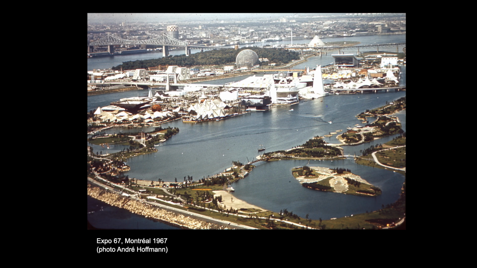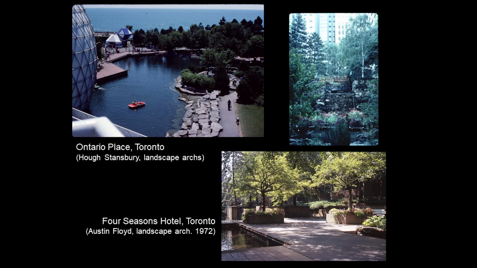They built Expo 67 on a largely man-made archipelago in the St. Lawrence River, linked to the downtown area and incorporating a series of magnificent parks that remain today as a legacy of Expo. A few years later, Toronto recreated its waterfront on Lake Ontario with a combined futuristic theme park and network of parks and lagoons, Ontario Place. And in the downtown area, a number of excellent private developments were realized, including the multi-floor waterfall landscape of the Four Seasons Hotel opposite Toronto City Hall.